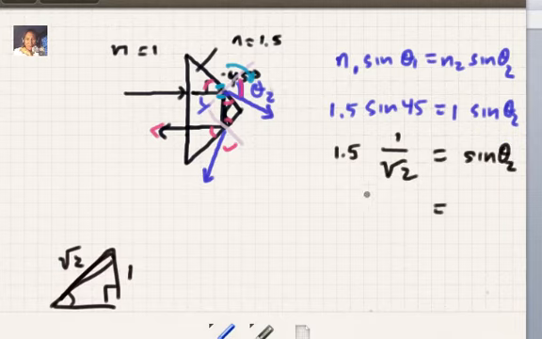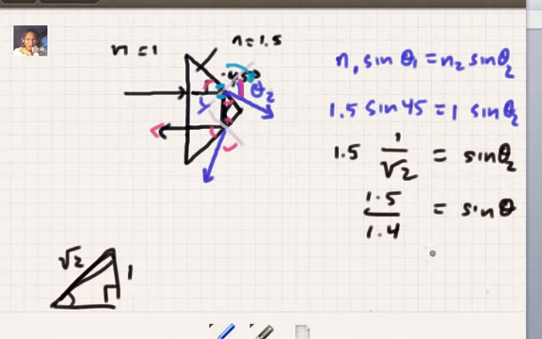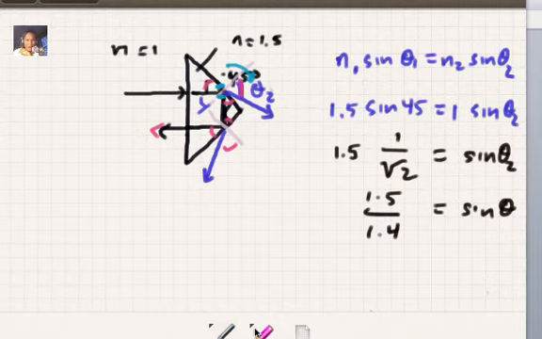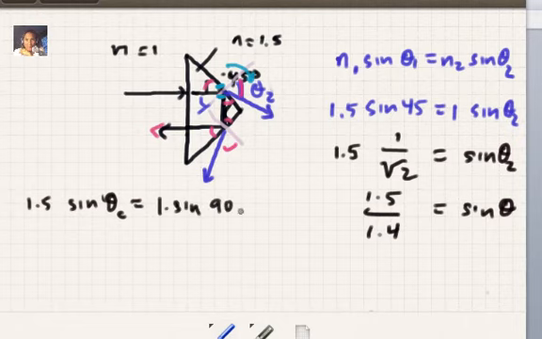Now I see I have a bit of a problem here because I have 1.5 divided by 1.4 something, so the sine is greater than 1. That makes me suspicious. It makes me think maybe we've met the critical angle. Let's see if we can calculate the critical angle for this particular situation, because of course the sine can't be bigger than 1. So 1.5 sine of theta crit equals 1 times sine of 90. We know sine of 90 is 1. So we have sine of theta crit is 1 over 1.5.